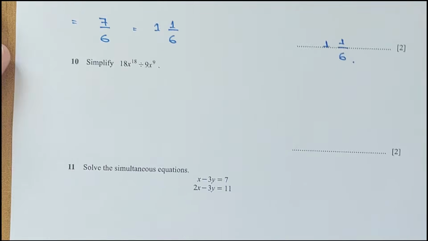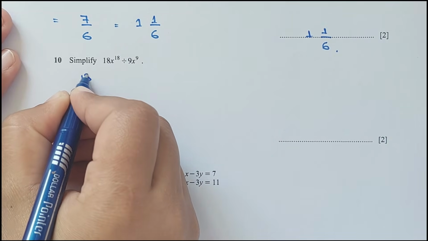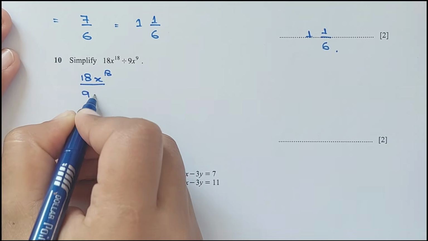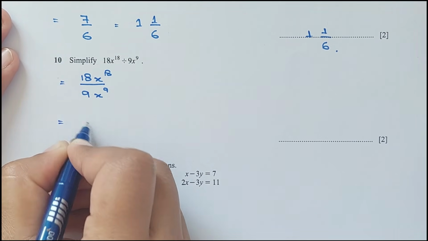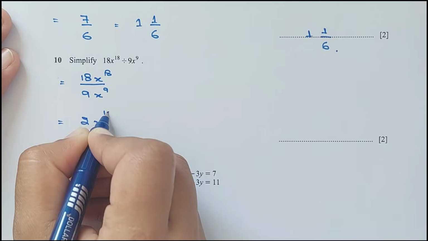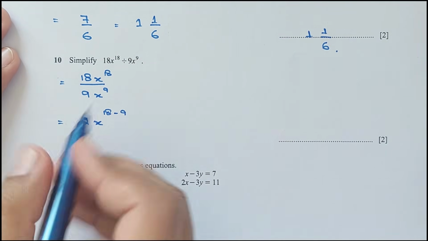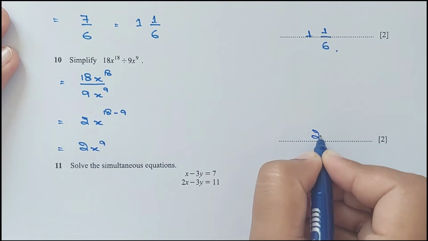All right. Question number 10, simplify. So we can say 18x power 18 divides 9x power 9. 9 times 2 is 18. So this is 2x power 18 minus 9. So 18 minus 9 is 9. So we have 2x power 9 is the simplified form.